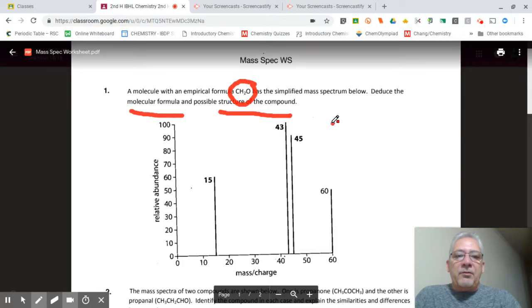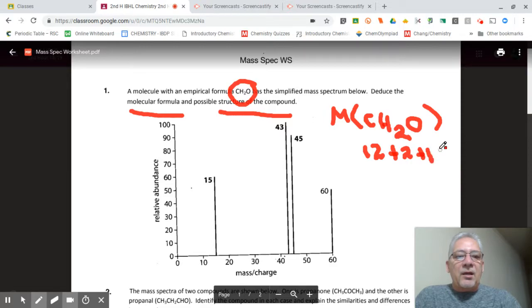The first thing will be finding the empirical mass of this compound, which is CH2O. If we do the calculation, it will be 12 carbon plus 2 hydrogen plus 16, and that will be 30. That will be the molar mass of the empirical formula. If you notice here, this is the maximum number we get on the spectrum, which is 60. So when we divide 60 over 30, the answer will be 2.